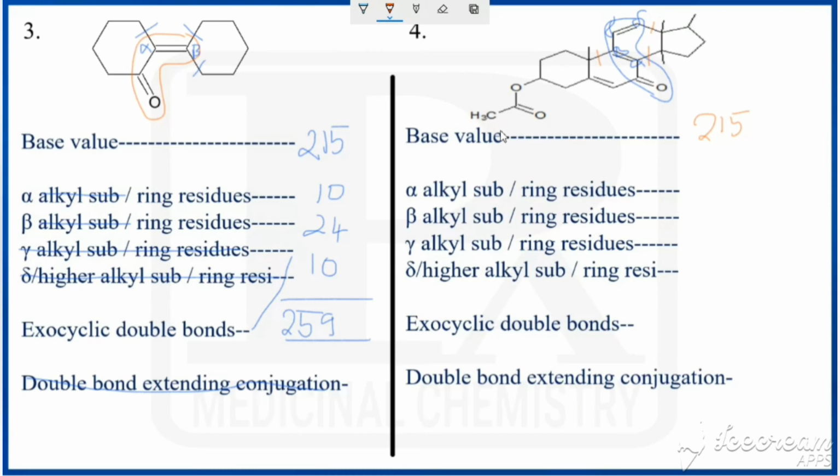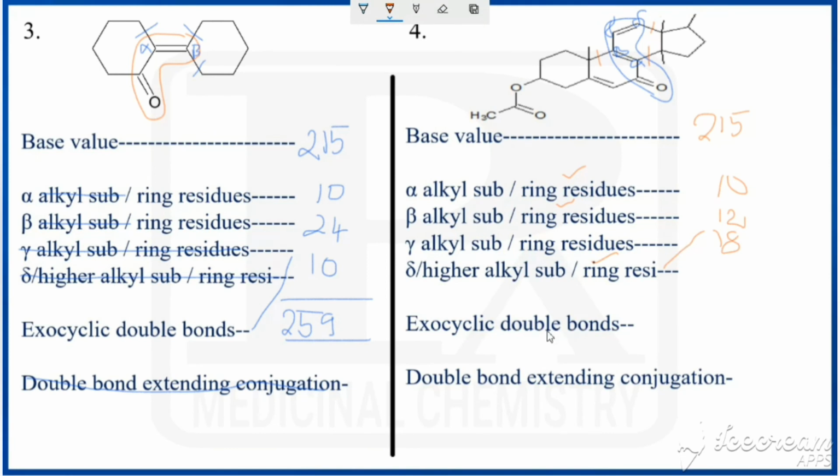For one alpha ring residue, what is the value? This is 10. It is having only one alpha ring residue, that's why we have to add 10. For one beta ring residue, what do we have to add? That is 12. And for one delta ring residue, we have to add 18.